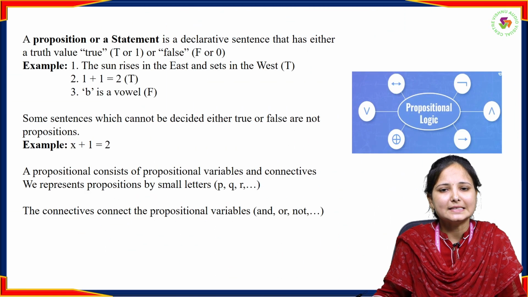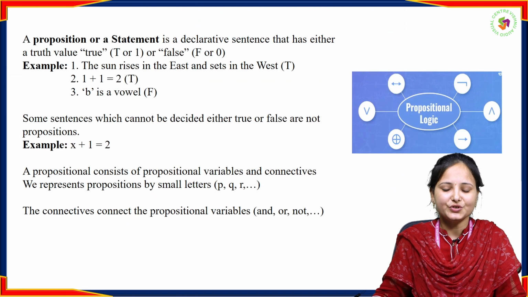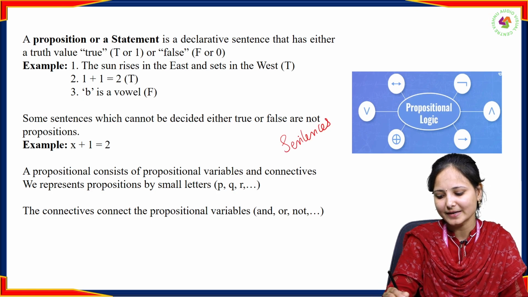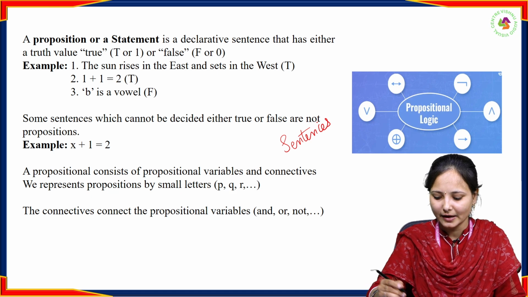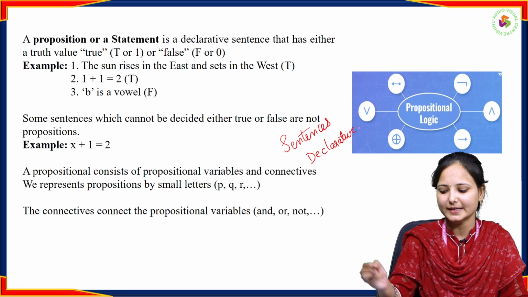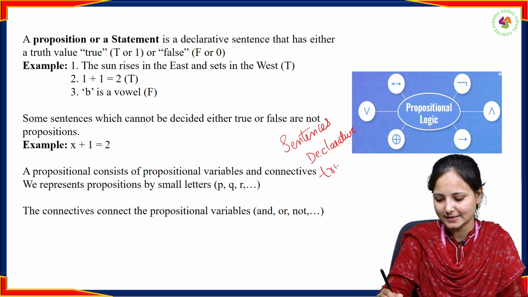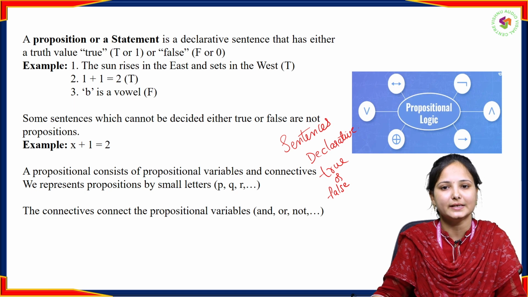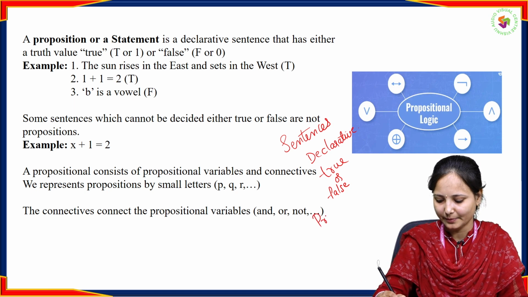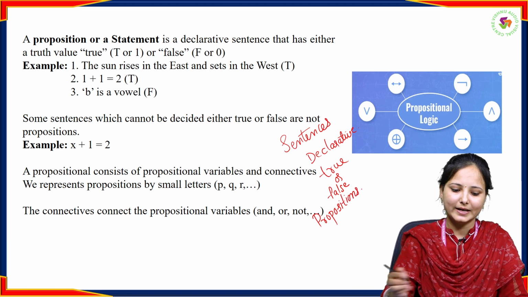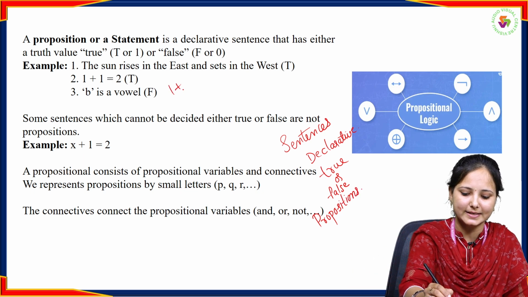So here, what is a statement or a proposition? In general, we come across sentences in English. What is meant by a sentence or proposition? We have declarative sentences, that means you are declaring something. These declarative sentences are either true or false. A statement must be either true or false, but not both. Those kinds of declarative sentences are known as propositions. For example, 1 plus 1 is equal to 2.